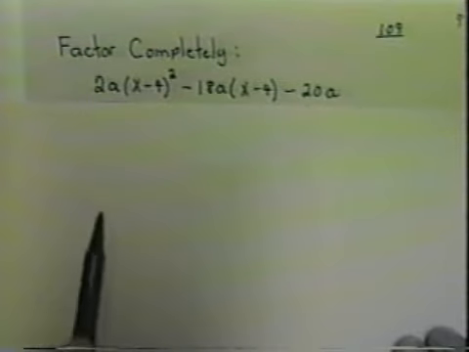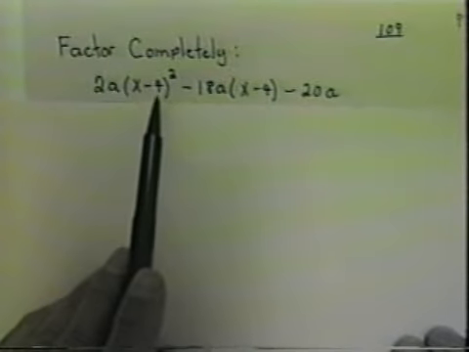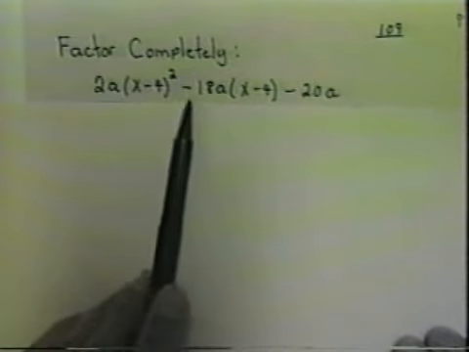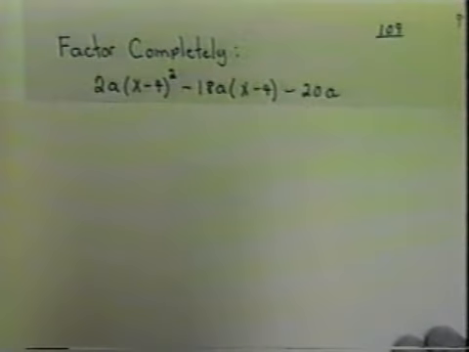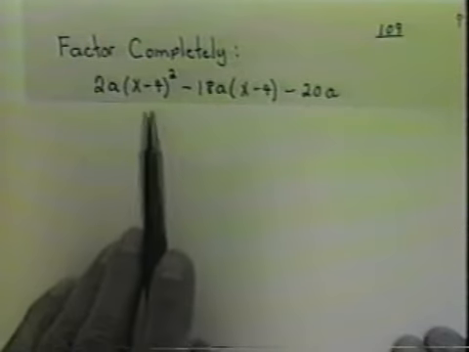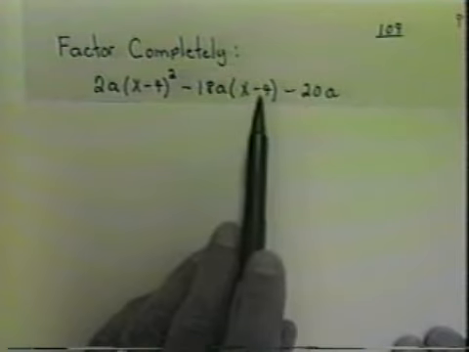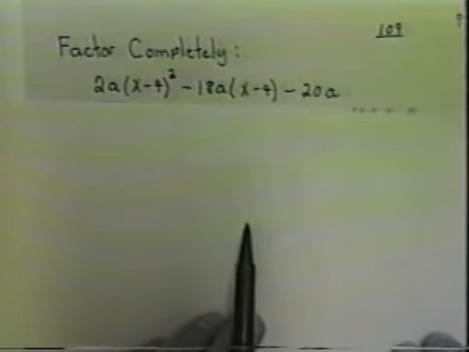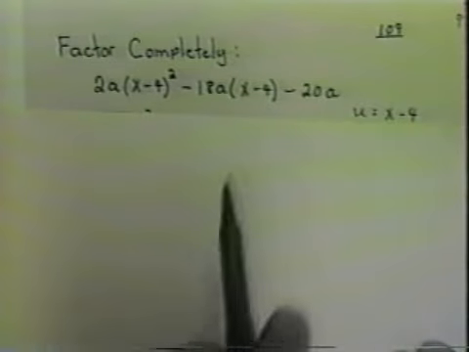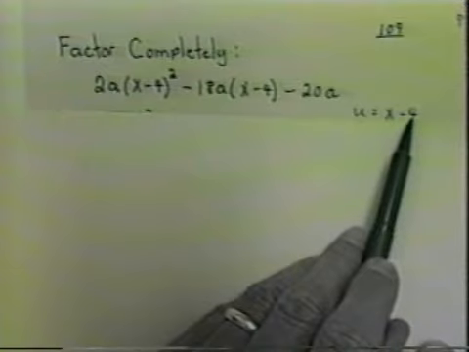Now let me give you one that's really ugly. 2a times x minus 4 quantity squared minus 18a times x minus 4 minus 20a. Now I told you this little trick on tape 8, but when you have something ugly like this, you can replace it with something that's a little bit prettier. So I'm going to make a substitution and say let u be x minus 4.